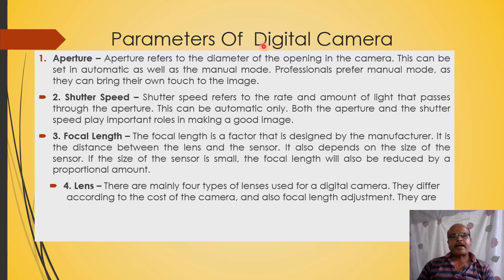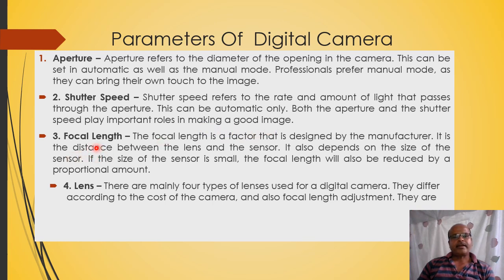Next are the parameters of a digital camera. What are the different parameters of a digital camera? Aperture. Aperture refers to the diameter of the opening in the camera. This can be set in automatic as well as manual mode. Professionals prefer manual mode as they can bring their own touch to the image. Shutter speed. Shutter speed refers to the rate and amount of light that passes through the aperture. This can be automatic only. Both the aperture and the shutter speed play an important role in making good images.